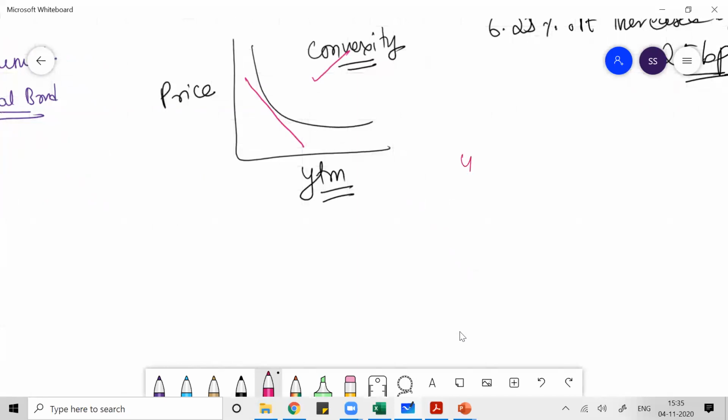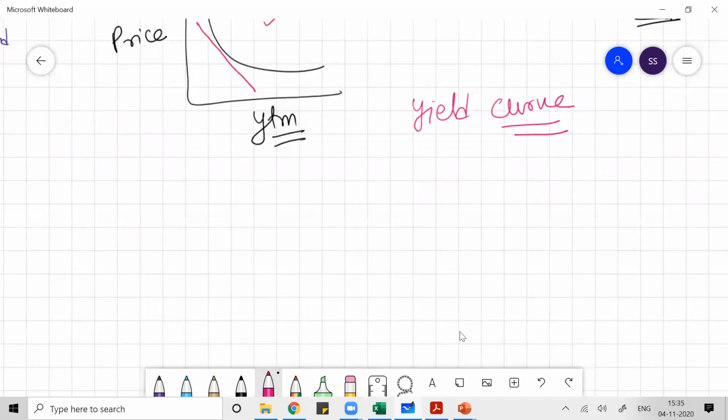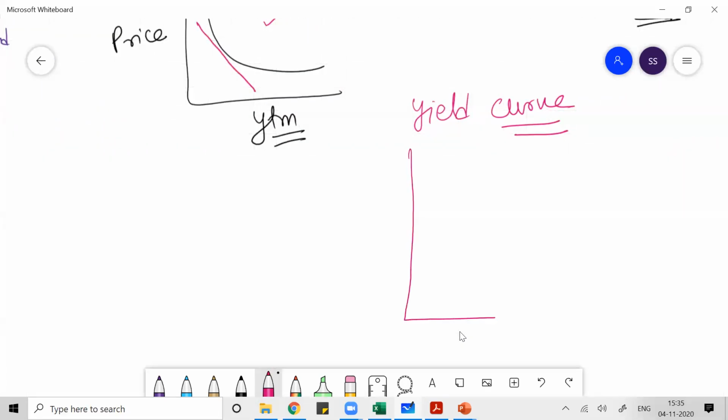Then the next term which you should know is the yield curve. So what is basically a yield curve? The yield curve is the relationship between the yield till maturity of the bond and the time to maturity of the bond. This is a very important term called the yield curve, a very important parameter.